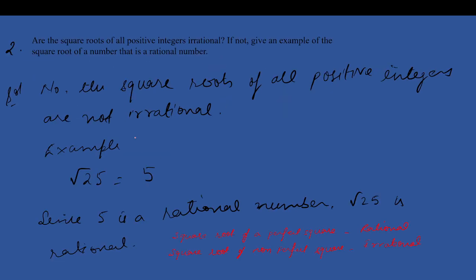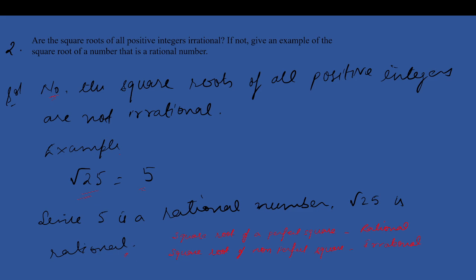Now question number 2. Are the square roots of all positive integers irrational? If not, give an example of the square root of a number that is a rational number. No, this statement is false. The square roots of all positive integers are not irrational. Suppose the square root of 25 is equal to 5. Since 5 is a rational number, root 25 is rational.